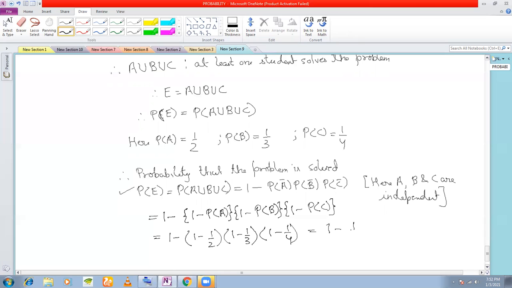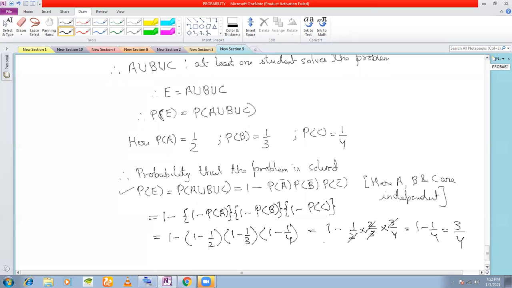1 minus half into, if you take the LCM, this is 2/3 into 3/4. So this three cancels, this two cancels. You simply get 1 minus 1/4. So the answer is 3 by 4. Clear? So the language here.